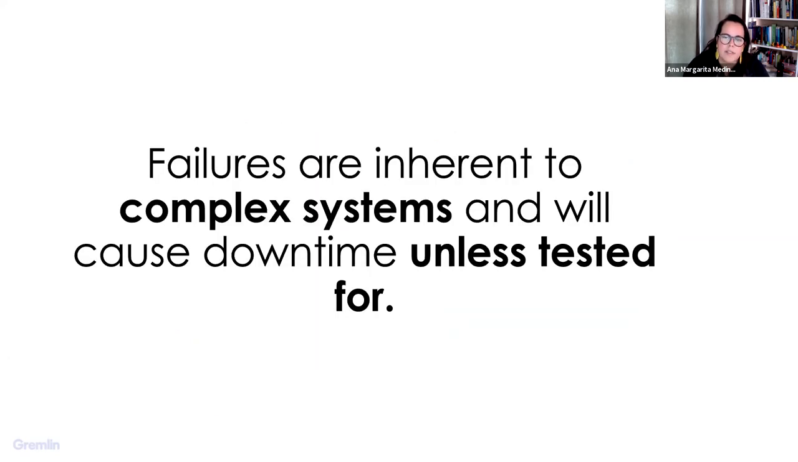But we also have to talk about the fact that our systems are so complex, whether we're in a distributed system, on the cloud, or on microservices, that failures are going to happen. And we won't know if they're causing downtime unless we're proactively testing for them. That is exactly what chaos engineering is about. You are proactively testing those possible failures that can happen.